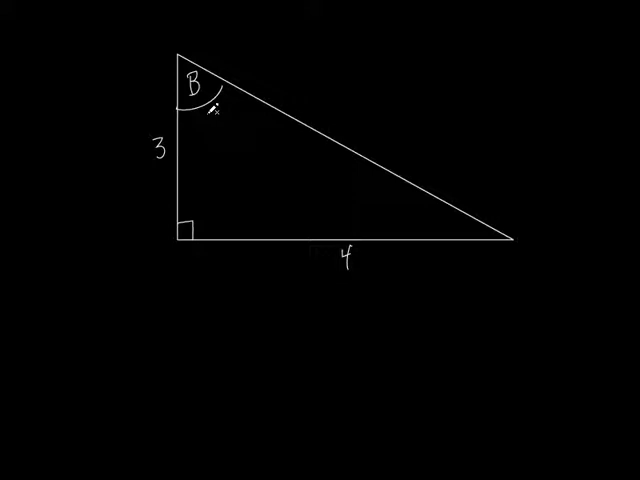Well, what 2 sides do we know? What is 4 to angle B? It's opposite. What is 3 to angle B? It's adjacent. So I've got opposite, I've got adjacent. Which trig function uses opposite and adjacent? It's TOA, tangent. That's right. So I take the tangent of what angle? B, this one up here.